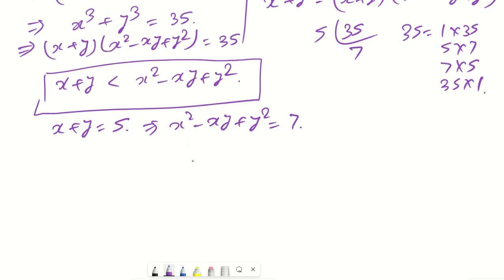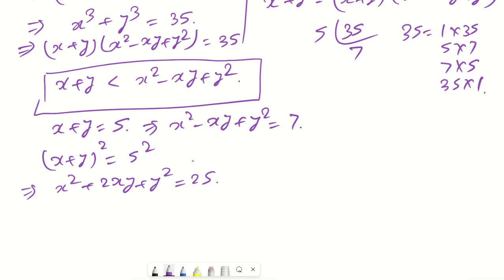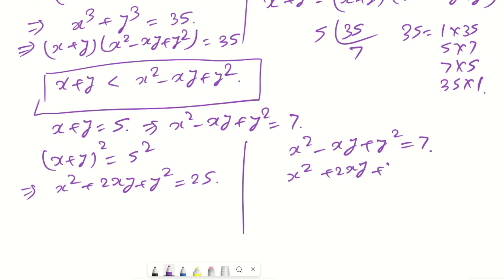Let us say I am going to find out (x plus y) whole square is equal to 5 square. Then can we express it as x square plus 2xy plus y square is equal to 25. Now we have two things. One is x square minus xy plus y square is equal to 7 from here, and this one, which is x square plus 2xy plus y square is equal to 25.